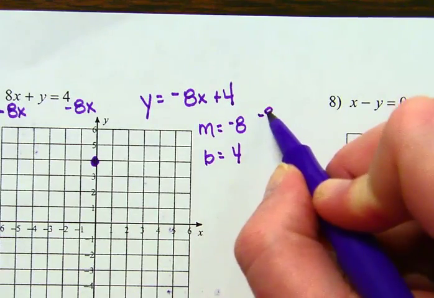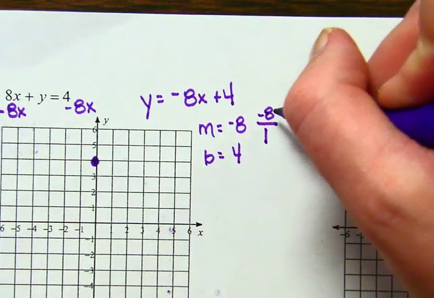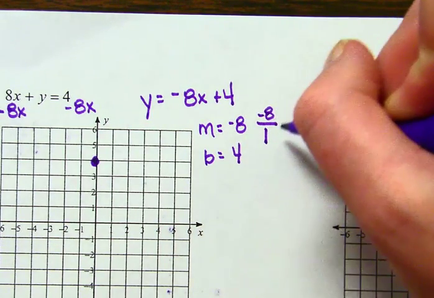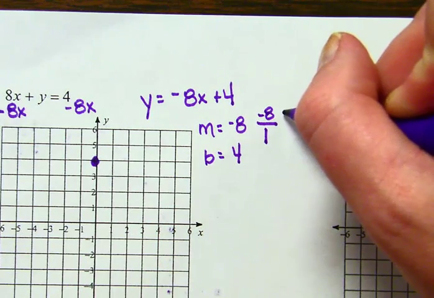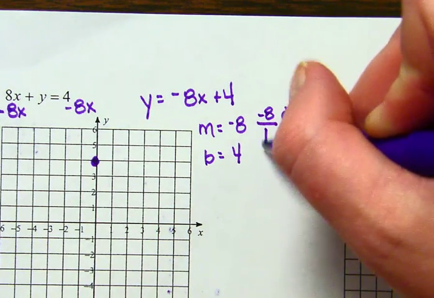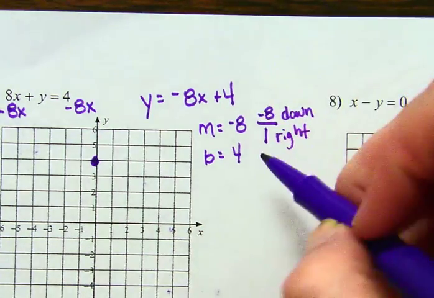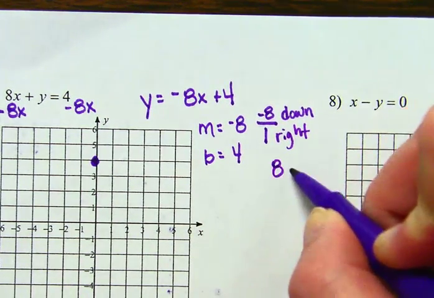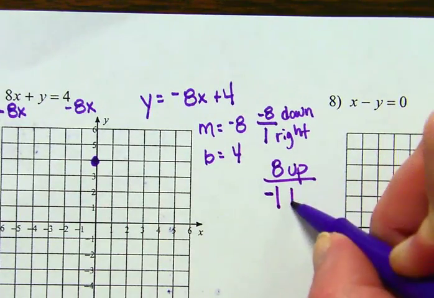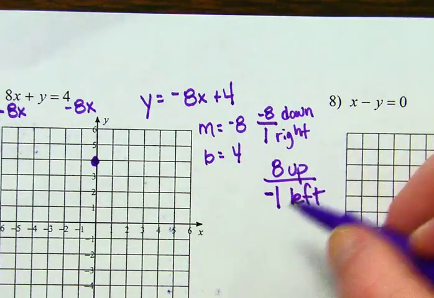I need to rise negative 8 and run 1. Now notice, if I have a negative slope, I have 1 negative in my ratio here. So I could go down. This is a positive right here. So that means I'll go right. Or I could have this right here. Those are equal to each other.